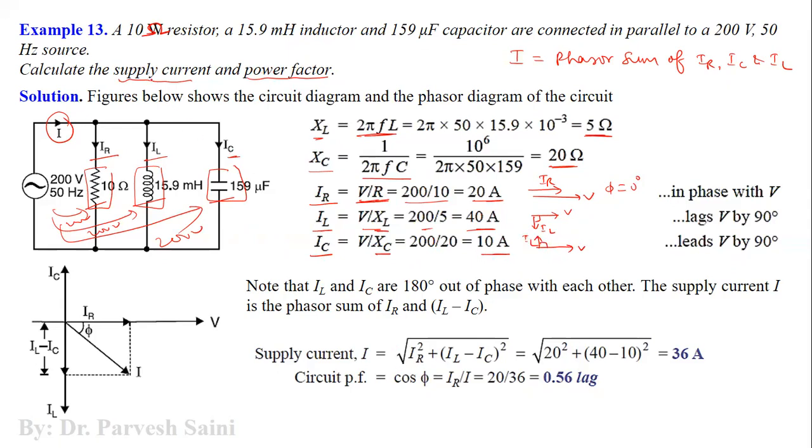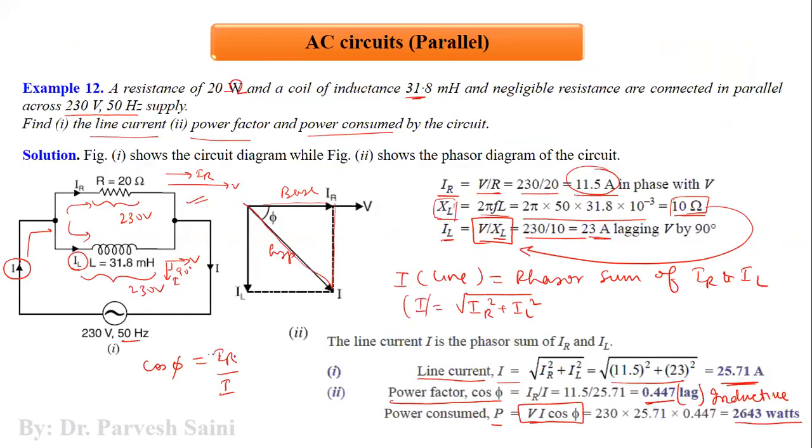Sorry, first of all, we will find out the supply current, that means the line current, because it is the phasor sum of these three. So I is basically equal to IR plus jIL minus IC. So the magnitude is this one. By substituting the values here, we have got 36 ampere. Now the power factor of the circuit is cosine phi, which is equal to, as we discussed here also, IR by I, meaning cosine phi is also equal to the real part.